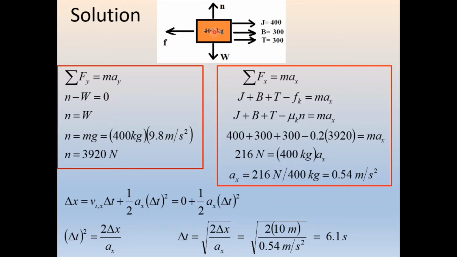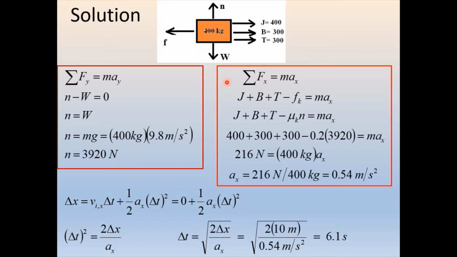But it's much faster just to say normal force is equal to weight, and that, of course, is mg, which is 400 kilograms times 9.8 meters per second squared. That turns out to be a normal force of 3,920 newtons. So we'll keep that answer right here. We're going to be using that in a little bit.